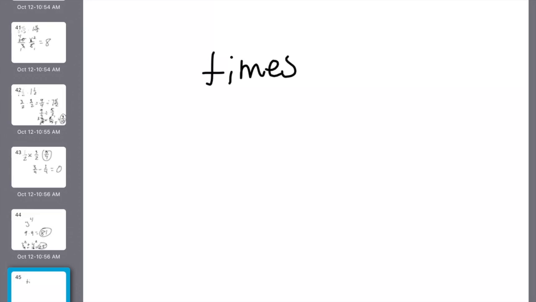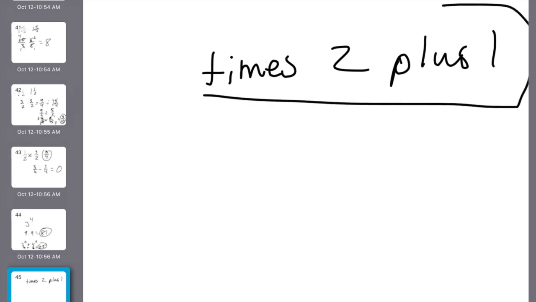times 2 plus 1. 1 times 2 is 2 plus 1 is 3. 2 times 2 is 4 plus 1 is 5. 4 times 2 plus 1 is 9. 5 times 2 plus 1 is 11. 10 times 2 plus 1 is 21. Okay, 2 steps. You times 2 plus 1. Start to look for those guys. They'll give you those function rules. They're almost all 2 steps now. Usually it's either multiply by 2 or divide by 2. Usually it's add 1 or subtract 1.